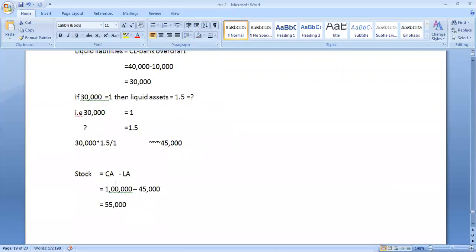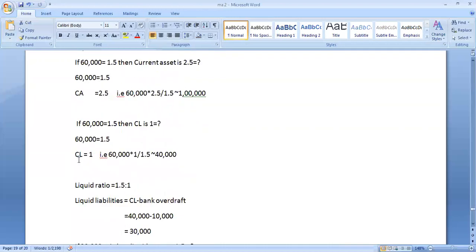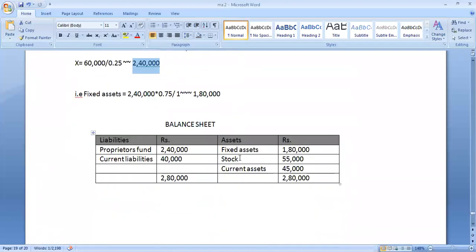You can also write the current assets as 1 lakh directly, but there is a hint, the liquid ratio. Whenever there is a liquid ratio, you need to show it separately. There are also the current liability and current assets that you have computed. So just record it in the balance sheet: proprietors fund 2,40,000, current liabilities 40,000, fixed assets 1,80,000, stock 55,000, liquid assets 45,000, which tallies at 2,80,000. Very important for 14 marks.